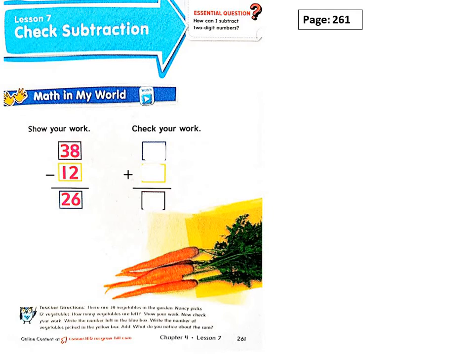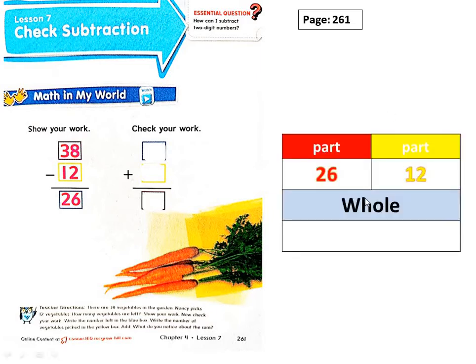Interesting. As you know, grade 2, subtraction involves taking the whole and subtracting a part. The whole is 38 vegetables. One part is 12. When you subtract it, you find the other part, which is 26, just like this. The first part is 12. The second part is 26. If we add the two parts, we will get the whole.